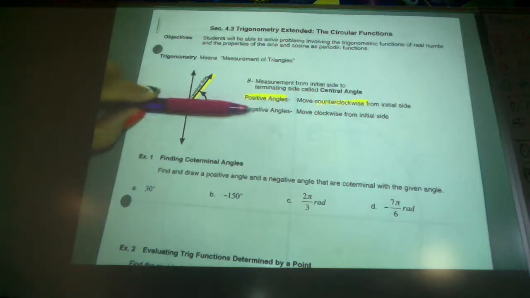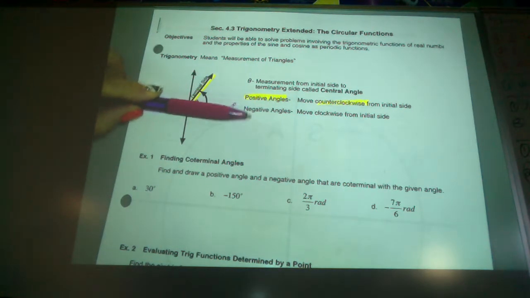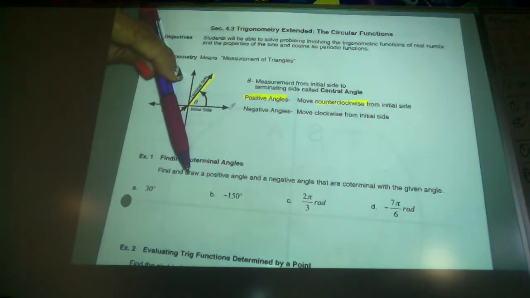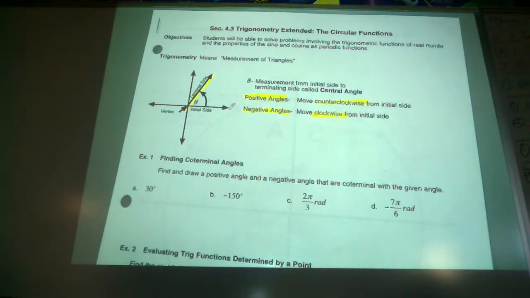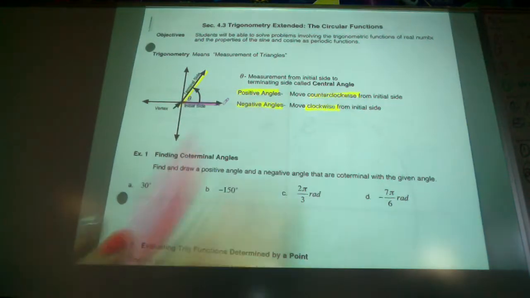If I started here, and again, remember I'm starting in this direction, if I go clockwise, which would be down here, that's going to give me a negative angle. We're going to work with both positive and negative angles today. This side right here never changes. It's the terminal side that will always change.